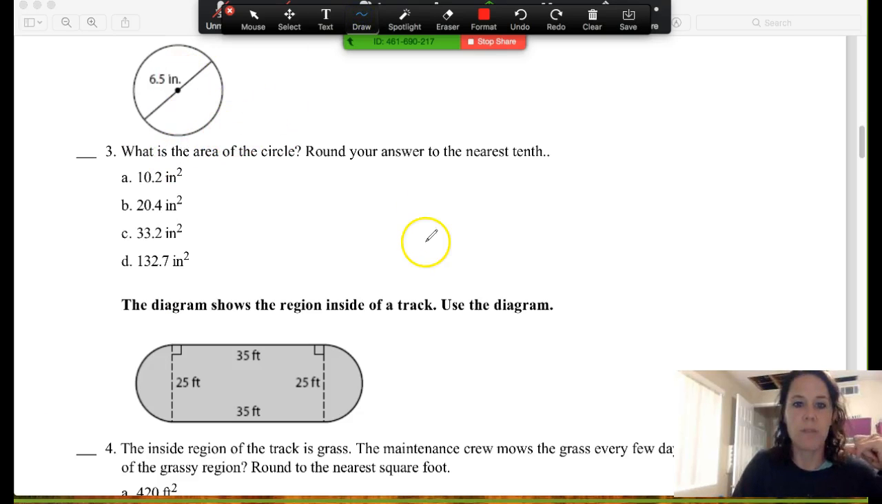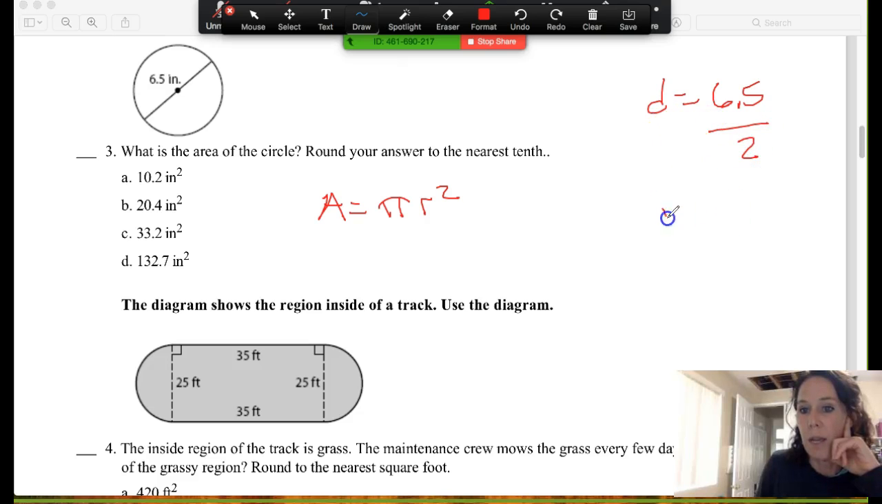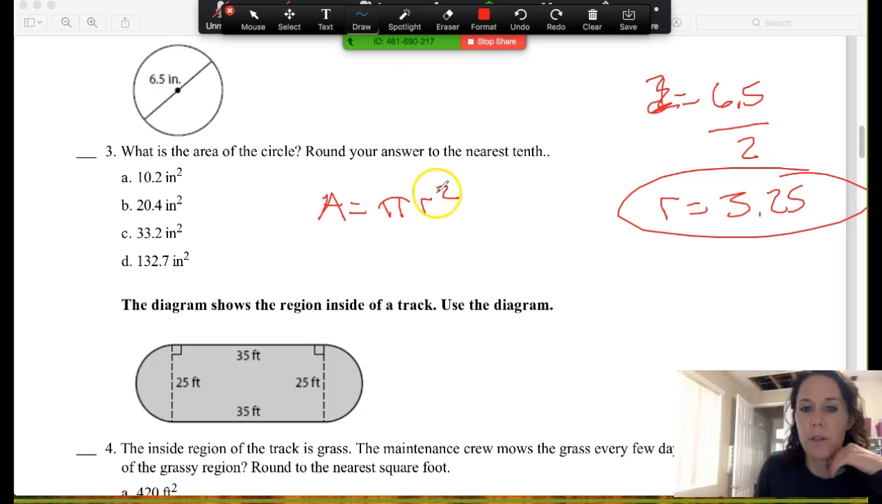All right, what's the area of this circle? We know the formula for area of a circle is pi times the radius squared. Now we have the diameter. The diameter is 6.5, and we know the radius is half the diameter. So we're going to divide this by 2. The radius is 6.5 divided by 2, and it's going to be 3.25 for the radius.